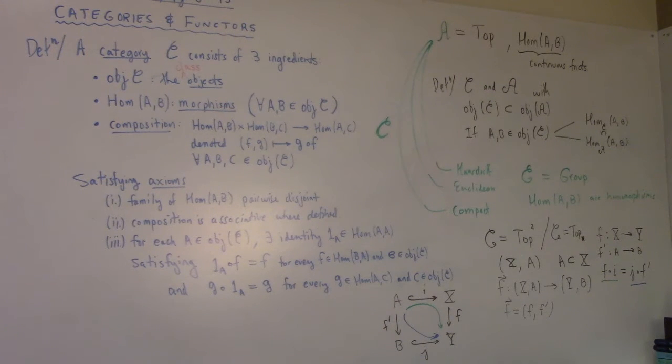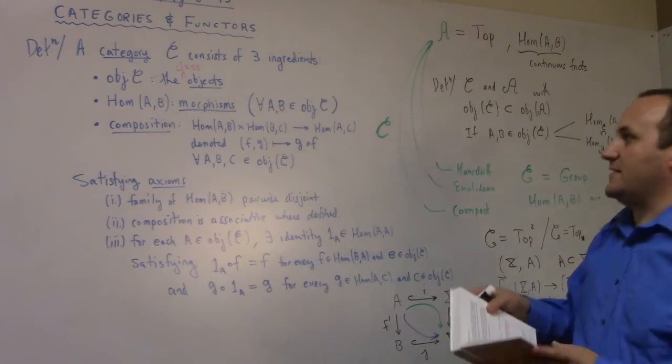Then he talks about a congruence. A congruence on a category is an equivalence relation on the class of all morphisms. So I guess I'm going to have to erase all this.